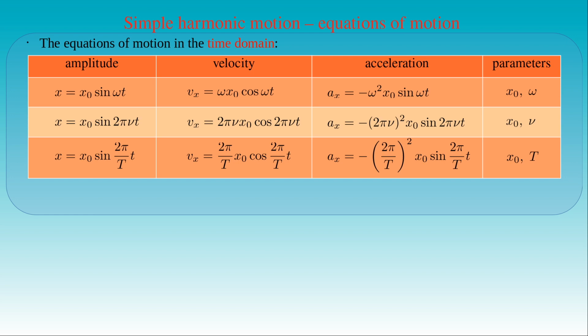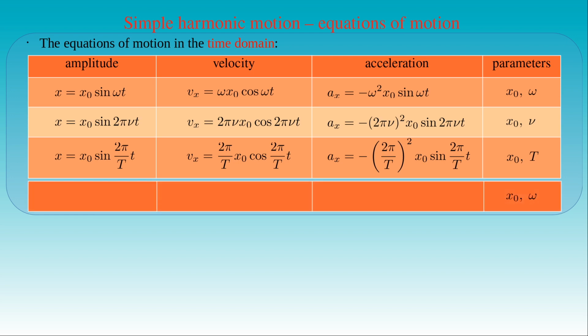An alternative form of these equations can be used if we apply a phase constant of 90 degrees, that is if we start measuring the time a quarter of a period later than we did for the equations in the table. As a result of this phase shift, we need to replace the function sine with cosine and vice versa in these equations. Therefore, the amplitude and the acceleration are functions of cosine omega t now, and the velocity depends on sine omega t. These equations can also be written in terms of the frequency nu or the period t.